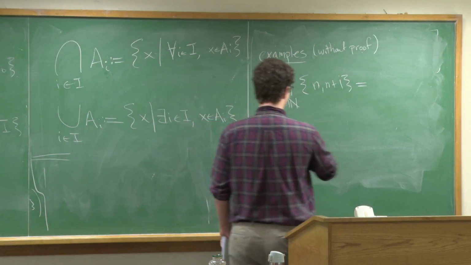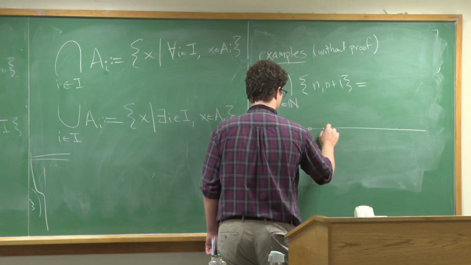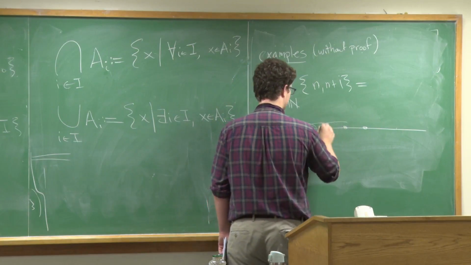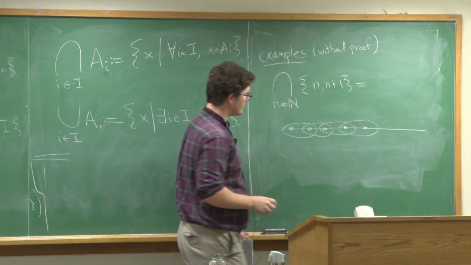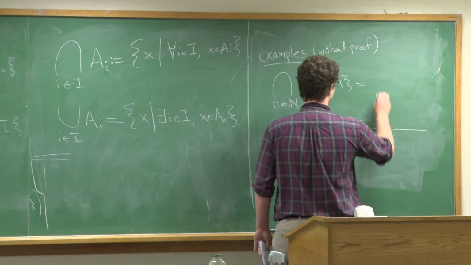So here, let me make this drawing for you guys again. Here's 1, 2, 3, 4, 5, and we had things like this. So what's the intersection of all those sets? Nothing. So this is the empty set.